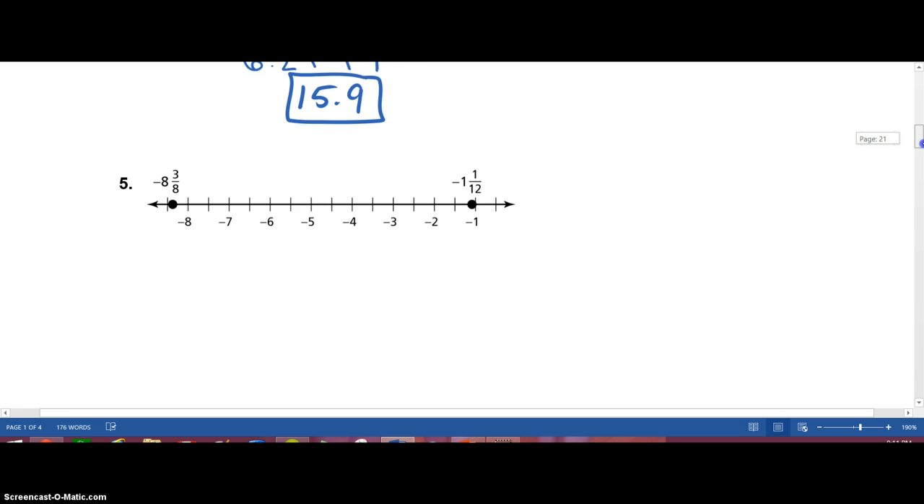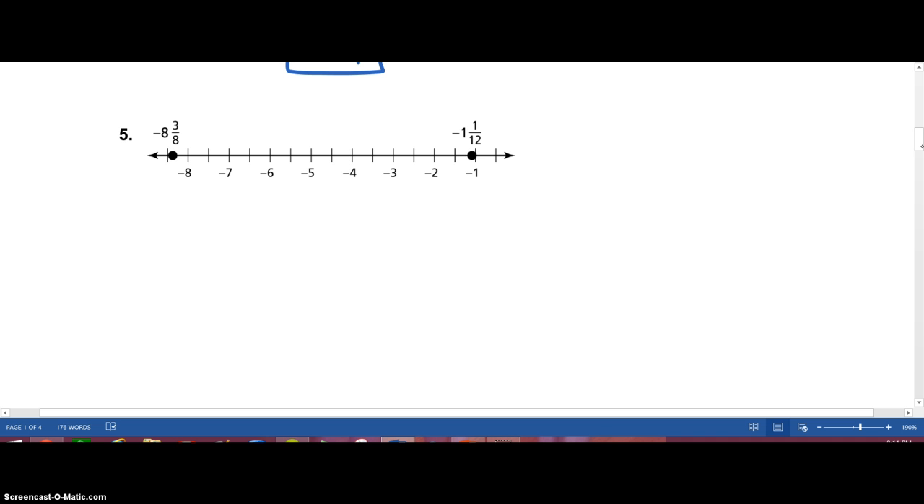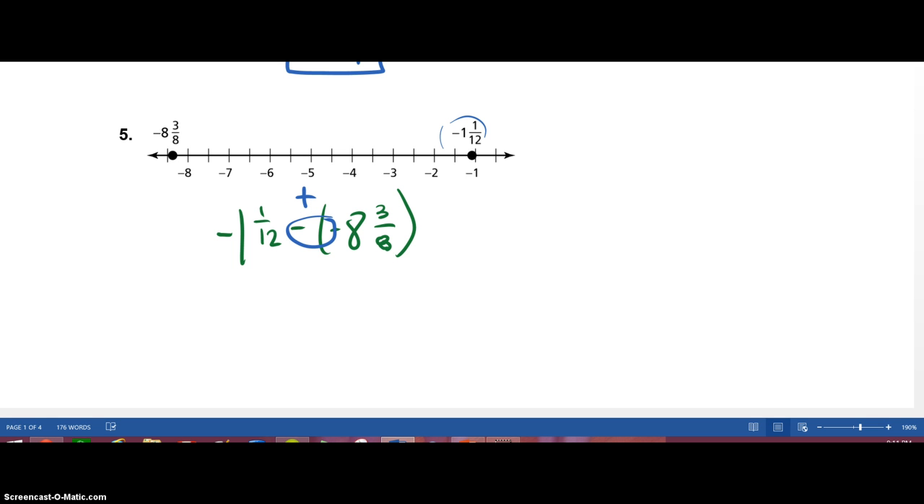Number 5, we have fractions, so those are going to be a little bit trickier. We are going to take our larger number. Again, since these are both negative, we're looking for the number that is closer to 0, which is this one here. We have negative 1 and 1/12 minus negative 8 and 3/8. Again, we have these two negative signs become a positive sign, so I'm going to rewrite that right underneath. Negative 1 and 1/12 plus 8 and 3/8. Now we have two mixed numbers. I'm going to use the big C method here, change them both into improper fractions.